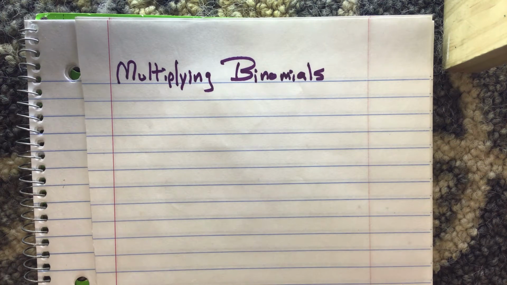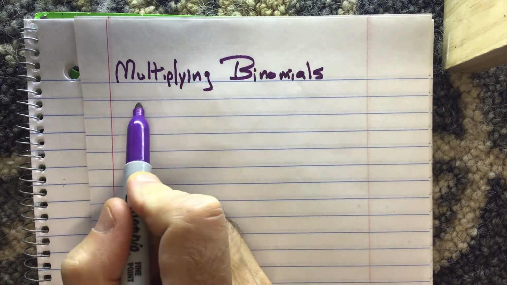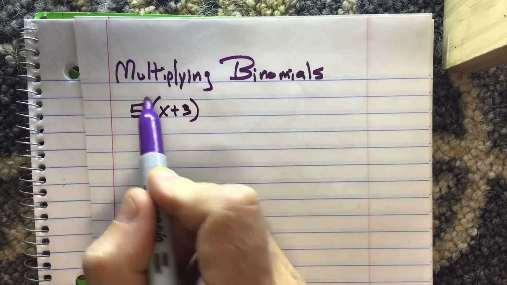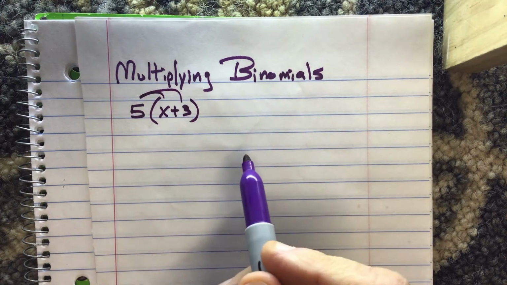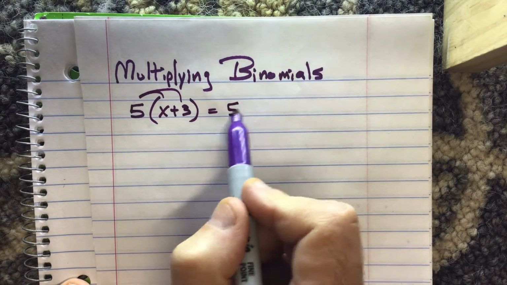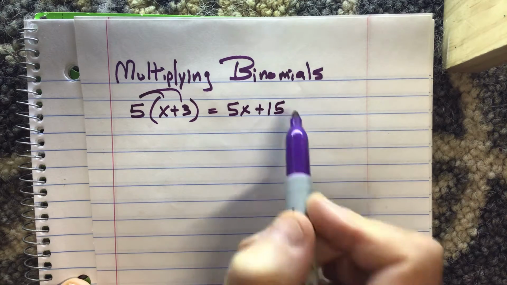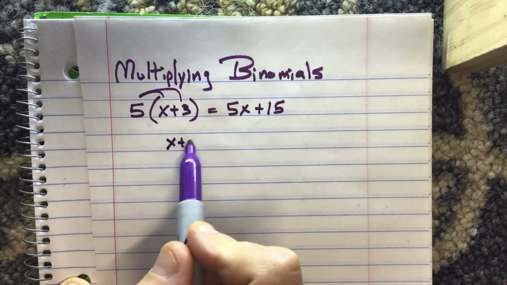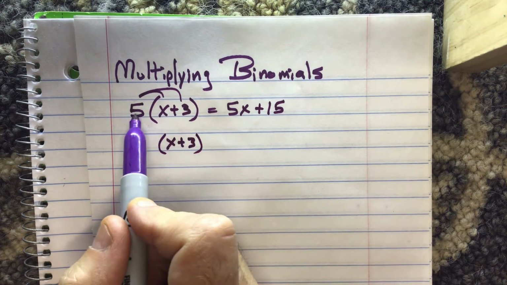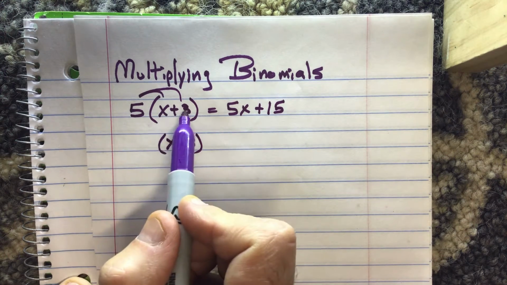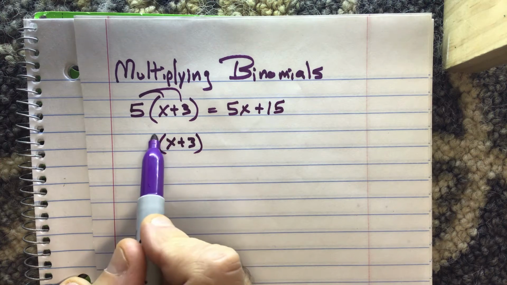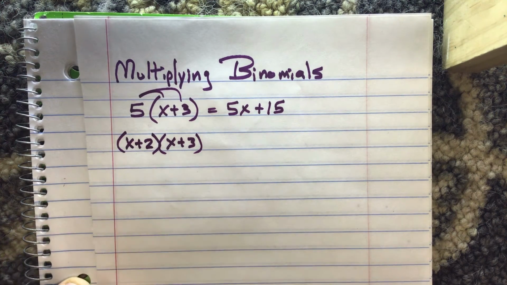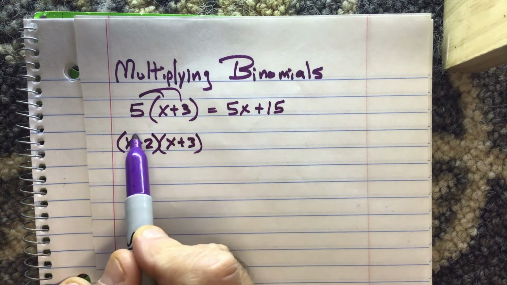Multiplying binomials. In the last video, we saw where we were distributing something like this, and you distributed to each term, and so you got 5x plus 15. In this video, we're going to multiply, same idea, except instead of just having a monomial out here times a binomial, we're going to have a binomial times a binomial. So something like this. And it's really easy, you just have to sort of distribute twice.